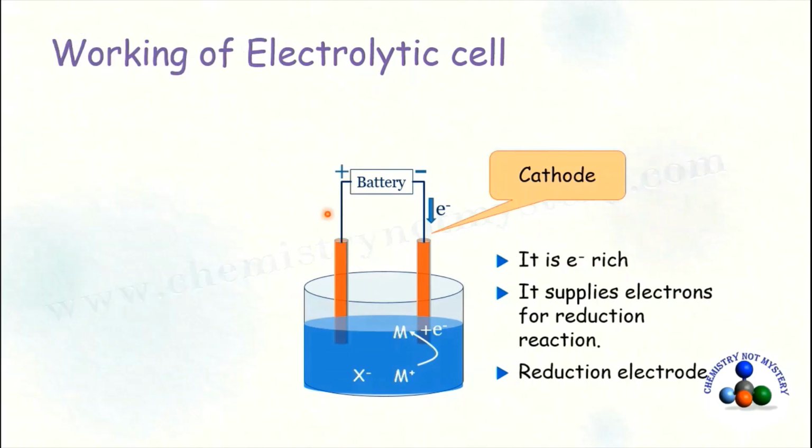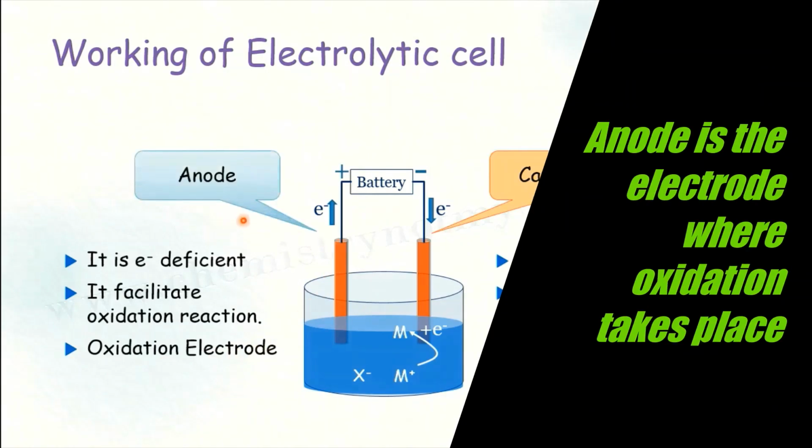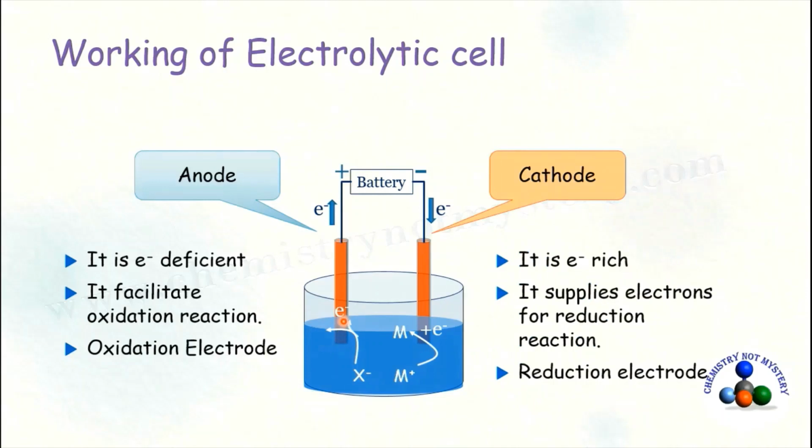And the electrode which is connected to the positive terminal of the battery becomes electron deficient. As it becomes electron deficient, it facilitates oxidation reaction. So the oxidation takes place on this electrode. That's why this electrode is called oxidation electrode, or the other name of oxidation electrode is anode. As anode is electron deficient, anions lose electrons to this electrode and get converted into neutral species.